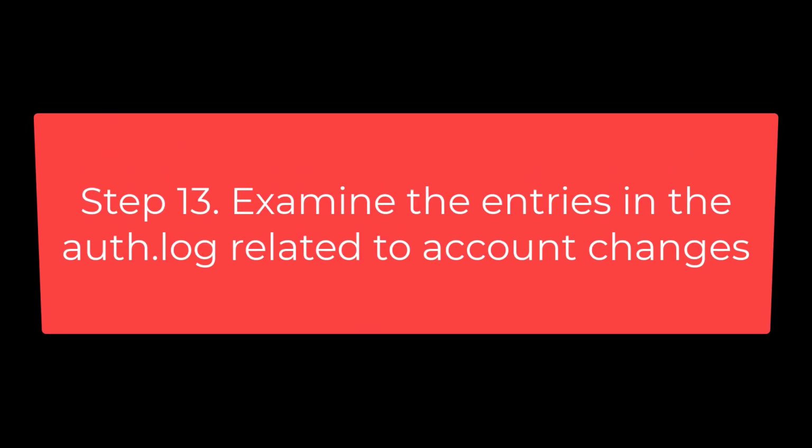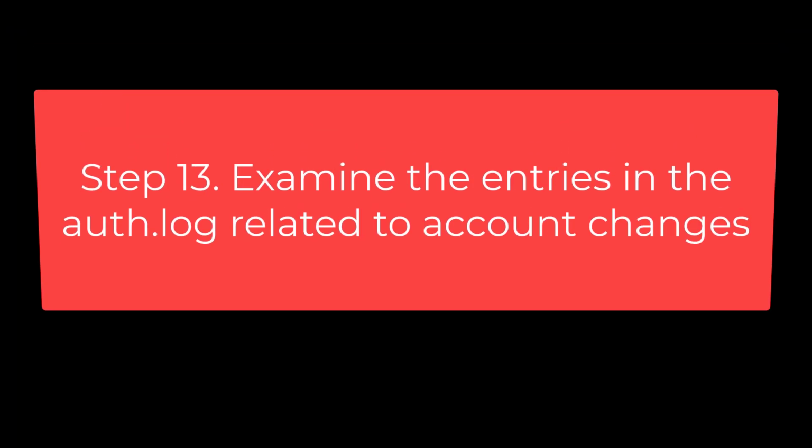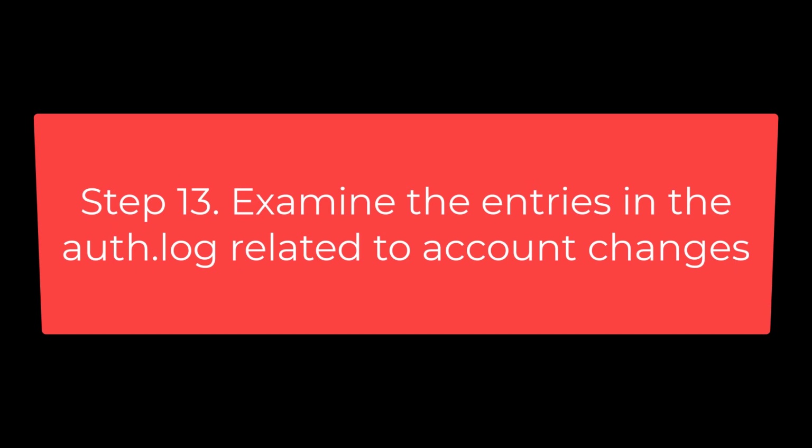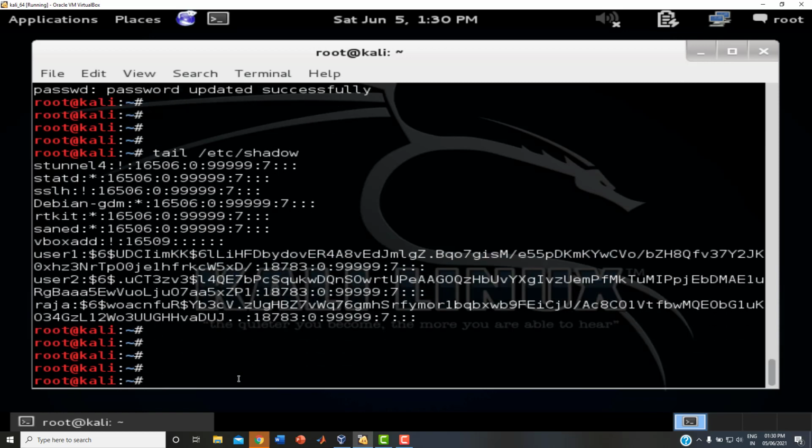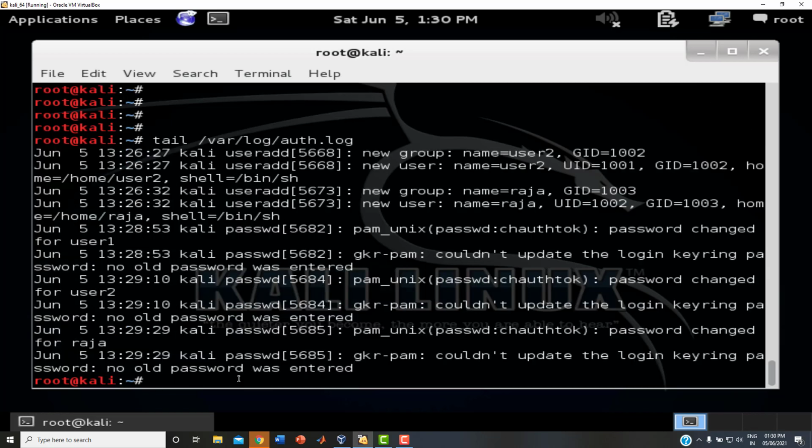So next step, we are going to examine the entries in the auth log related to the account changes. So let us display the auth.log authentication log file. We are going to see what changes happened in that. The command is tail /var/log/auth.log. Now you can see these are the changes.